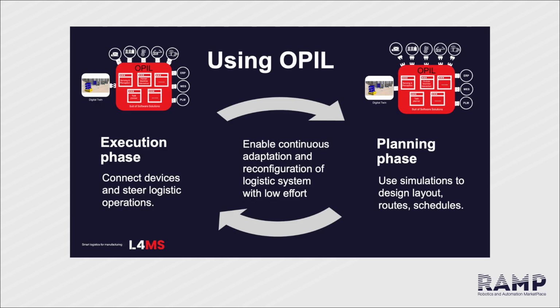From the previous schematic, we can examine another functionality of the library, and we can separate it into two phases. The planning phase, where simulations can be used to design the layout, routes, and schedule routines of the floor plan, and the execution phase, where devices can be connected and any logistic operations can be steered. The Logistics Automation Library can enable, moreover, the continuous adaptation and reconfiguration of the logistics system with low effort and maximum efficiency.